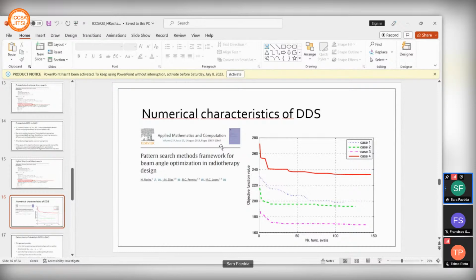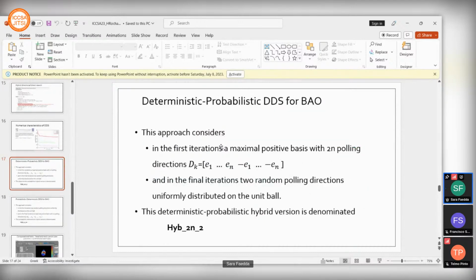So the idea is to use a positive basis in the first iterations, and then in the final iterations, reduce the number of random directions to accelerate convergence. And we call that a hybrid approach 2n because in the first iterations we used 2n directions, and then in the latest iterations, we use 2 directions. Since we are using this, we decided to test the opposite approach that starts with 2 random directions and ends with 2n directions.